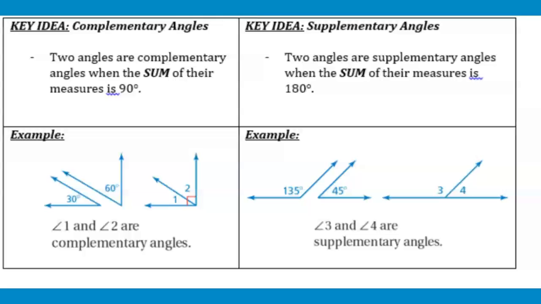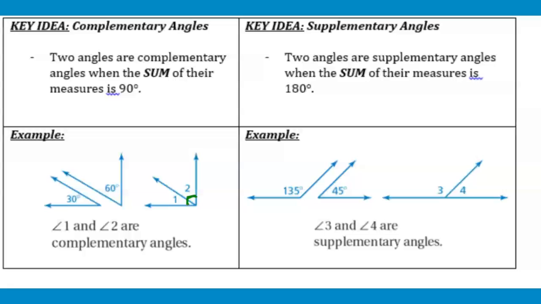Here on the left, two angles are complementary when they have a sum of 90 degrees. That means when I add them together, they equal 90 degrees. In our example, we have a 30-degree angle and a 60-degree angle, and 30 plus 60 is 90. When I put them together, look, they form a nice little right angle, right? A right angle is 90 degrees.